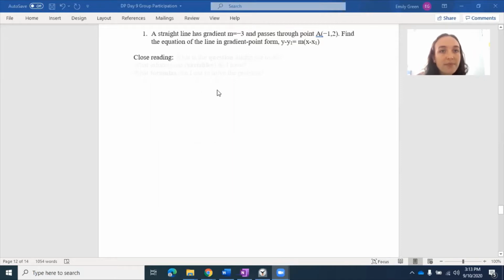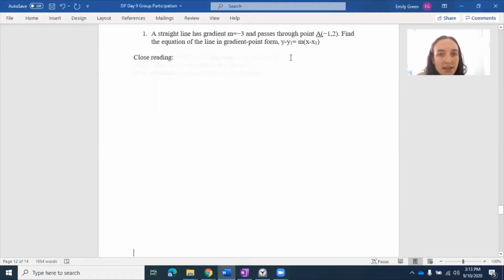So question 1. A straight line has gradient m equals -3 and passes through point A, -1, 2. Find the equation of the line in gradient point form y minus y1 equals m(x minus x1). We want to think about close reading for this problem. So the same way that you were solving problems in your worksheets in the past is the same way we're going to think about the problems.